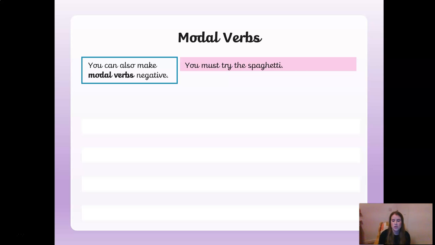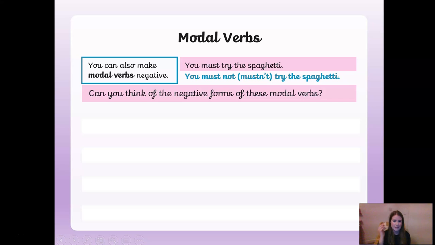Now, you can also turn those modal verbs into negative verbs as well. For example, you must try the spaghetti. So must is our modal verb. Now, this is a positive. If we try to turn this into a negative, we're going to have to use a contraction. So we would have you must not. Now, we can put that together as our contraction of mustn't. So you mustn't try the spaghetti. So we still have must, which is one of our modal verbs, but we have the negative one, mustn't. Let's see if you can find the negative forms of these modal verbs.